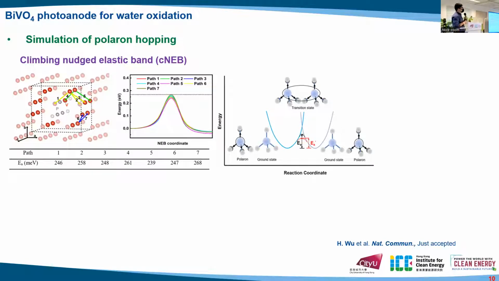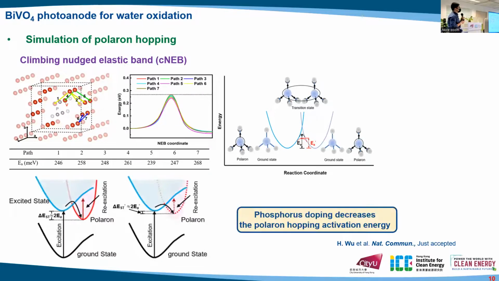And also, we determined the energy positions of polaron states for both samples. We found that phosphorus doping can uplift the energy position of polaron states. It means that confined electrons can be much more easily re-excited back to the delocalized band states and move forward. And this is the first time for us to report that phosphorus doping can decrease the polaron hopping activation energy in BiVO4, which is very meaningful to the research community.